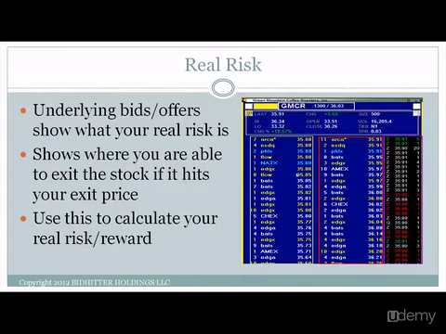Like I mentioned before, if you're getting an 88 and you want to get out at 87, there are no 87 bids. Your next best bid is 86. Again, it's just a penny, but you'll notice in time there'll be times where there's a 5-cent spread, or someone's holding the bid and the underlying bids disappear for about 10-15 cents. Your real risk is really 15 cents, not just a penny as you would have thought.